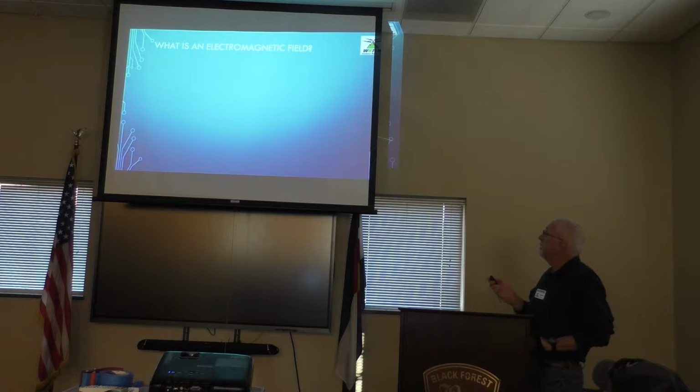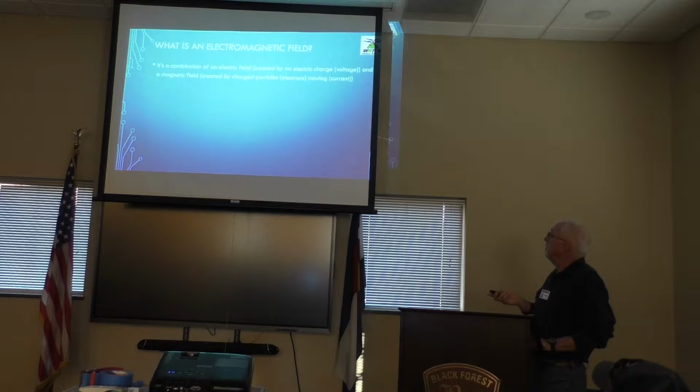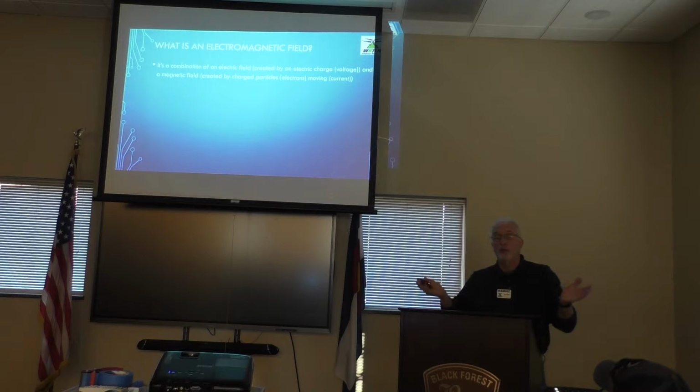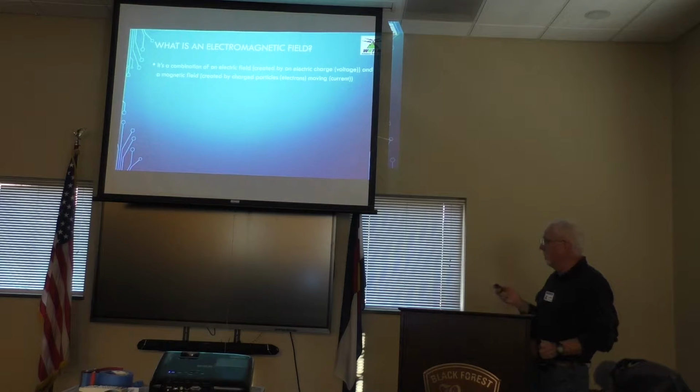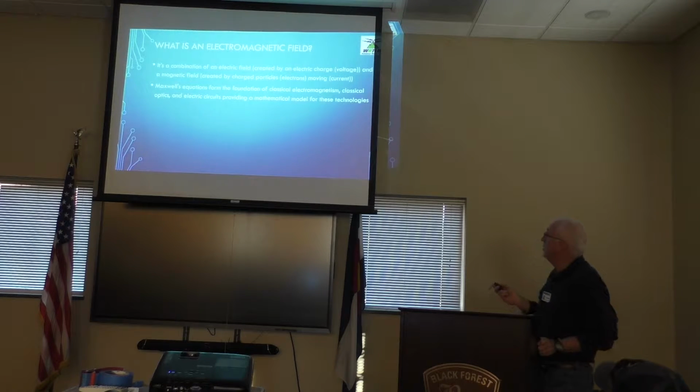So what's an electromagnetic field? It's a combination of that electric field created by an electric charge, voltage, and a magnetic field created by charged particles, electrons, that are moving through it. That's a wire, that's an antenna, and that's the principle of creating a signal that will go from point A to point B. Actually, it goes from point A to everywhere, as we'll see here in a few minutes.